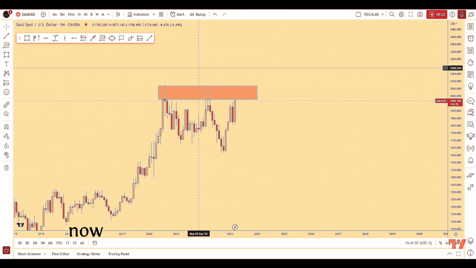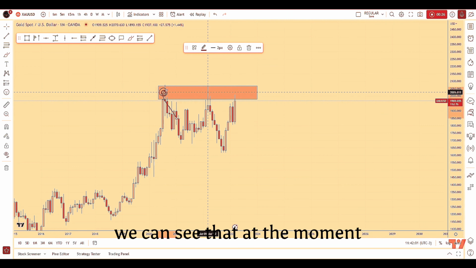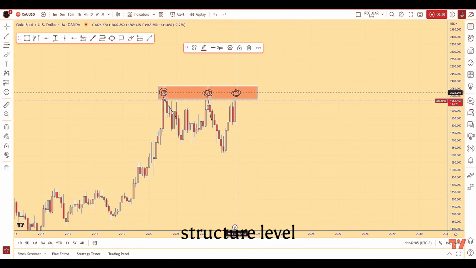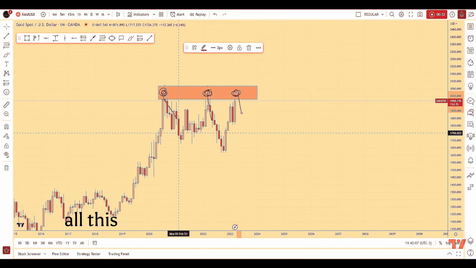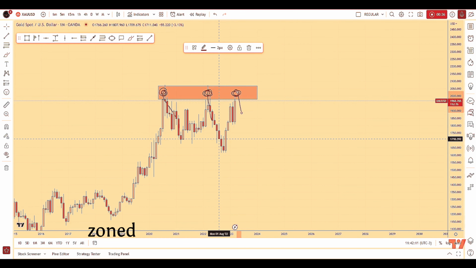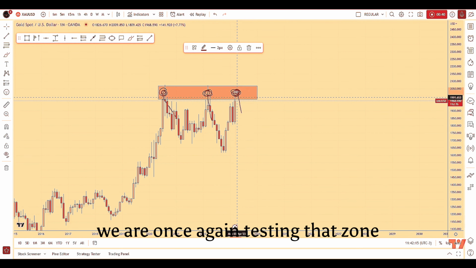this pair. Now, starting from the monthly time frame, we can see that at the moment this market has just tested a very strong historical structure level. In fact, from here, all this previous move to the downside was created again here. The market tested its zone and rejected it to the downside. At the moment, we are once again testing that zone.